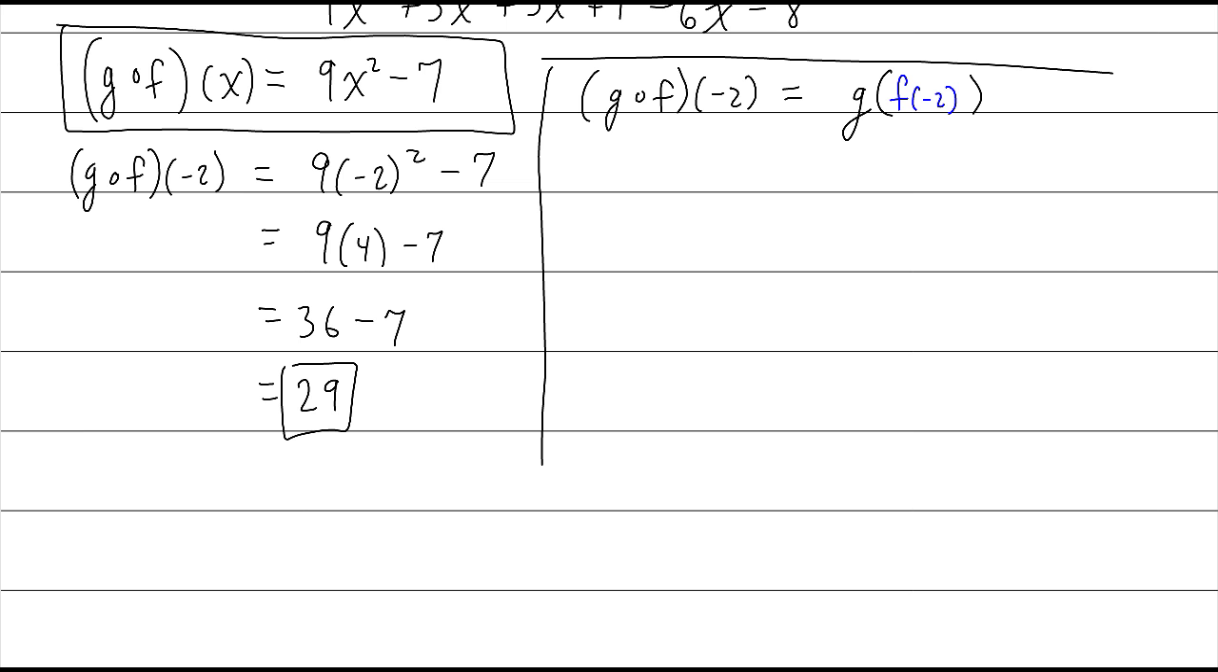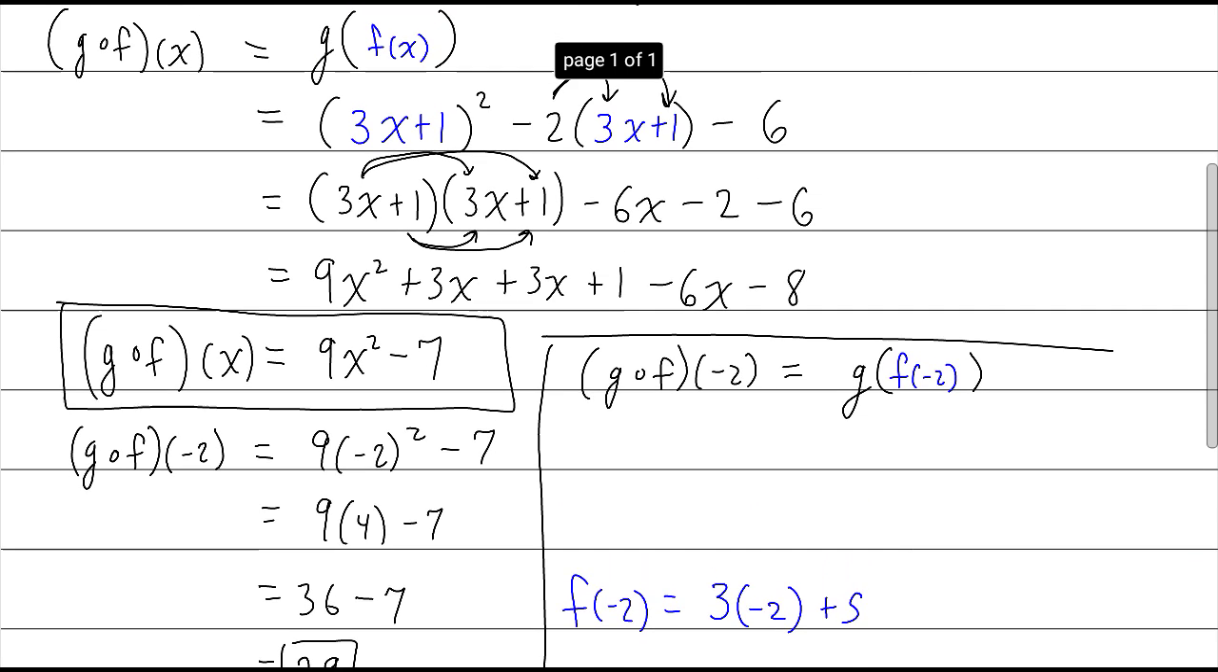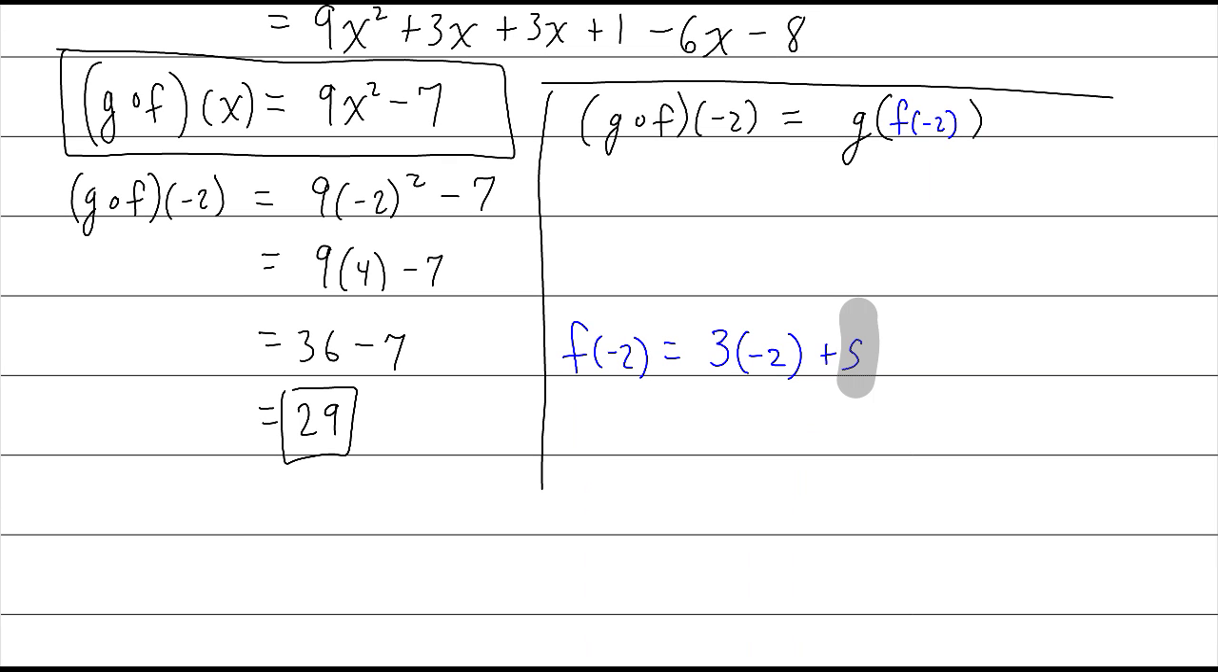So what I can do is just figure out somewhere else, what is f of negative 2? Okay, well, remember, f was 3x plus 1, so we have 3 times negative 2 plus 1. I'm sorry, it's plus 1. Good thing I double-checked there.